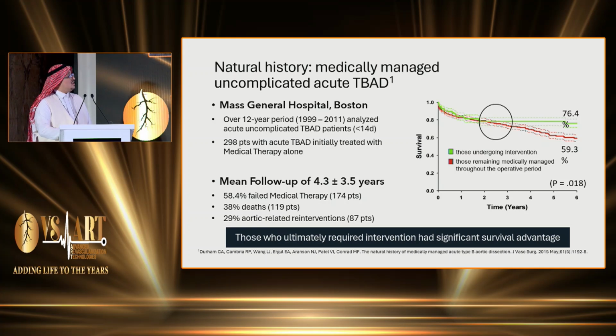Looking at the natural history of those with uncomplicated dissection, Mass General looked at this over 12 years. When you look at the diagram, for those who underwent an intervention there is a significant improvement in survival. In follow-up over at least 5 years, 58.4% failed medical therapy in the medical therapy arm, and there was also 38% mortality and 29 aortic-related reinterventions.